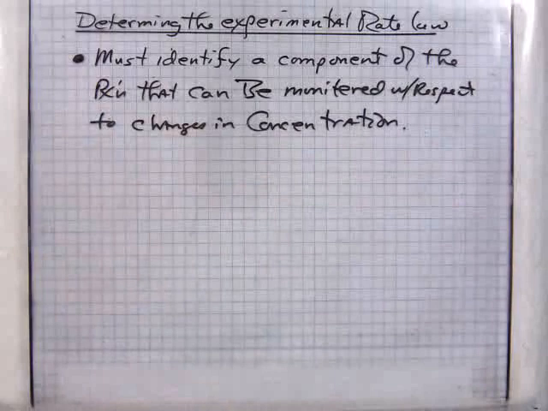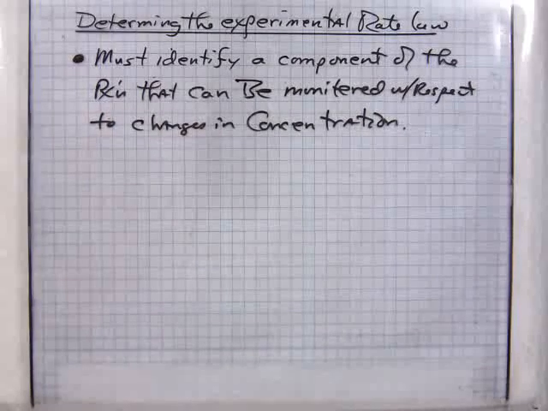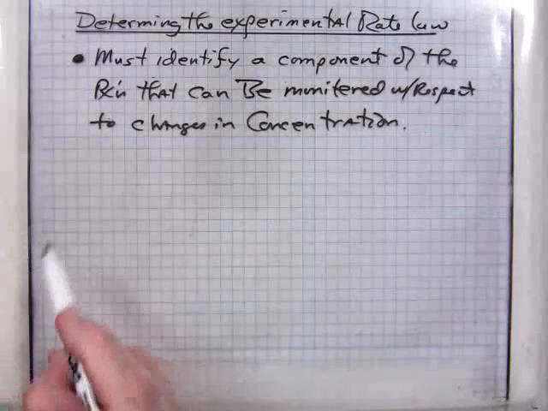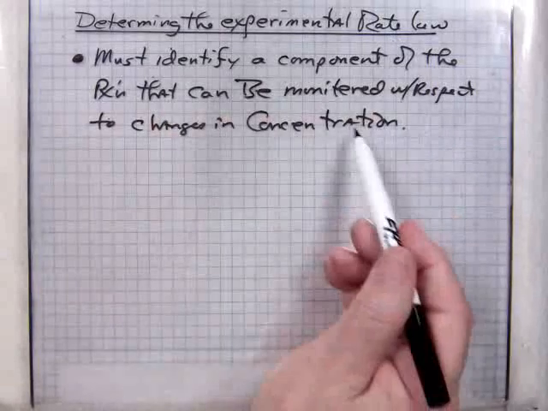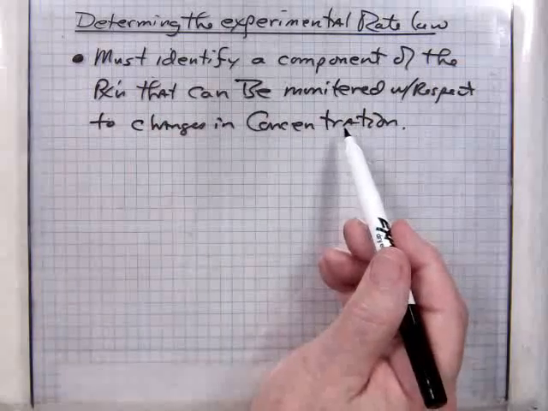Understand what I didn't say. I've been teaching you that writing rate law expressions is always in terms of the reactants. But in determining the experimental rate law, you can use any component that you can monitor in the reaction.